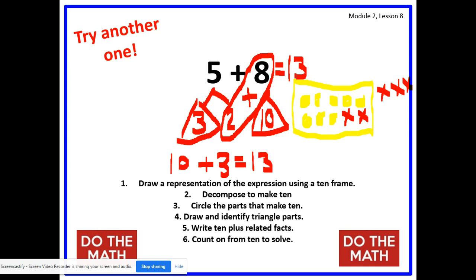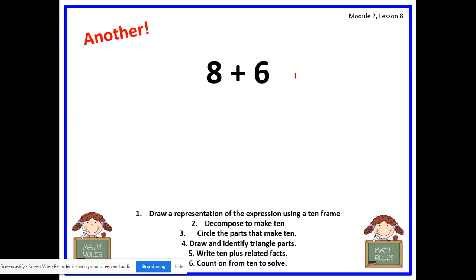Let's continue. At this time, go ahead and erase your whiteboard or find the next blank space on your piece of paper. Let's practice some more. Here we have another one. Go ahead and write 8 plus 6, park your pencils, and press play when you're ready. Awesome. First, go ahead and draw a representation of the expression using a 10 frame. Go ahead and draw your picture using a 10 frame. Press play when you're ready to check your work.